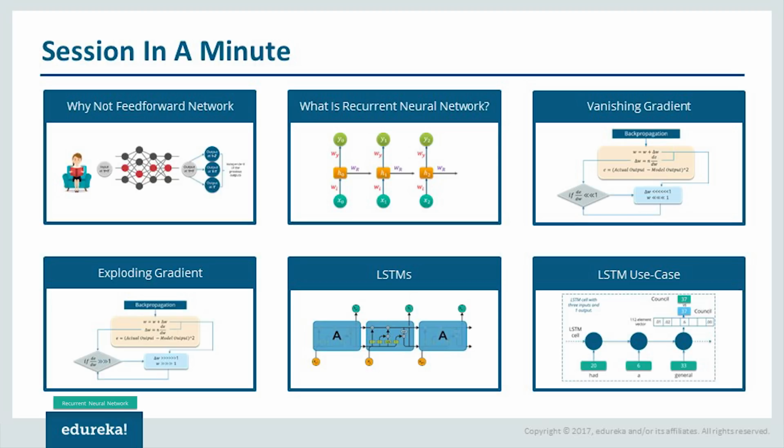After that, we saw various issues with recurrent neural networks as well, vanishing and exploding gradient, and both of these issues are due to long-term dependencies. In order to solve those issues, we use long short-term memory networks called LSTMs. So we understood what exactly LSTM is, and after that, we even saw a use case of LSTM.